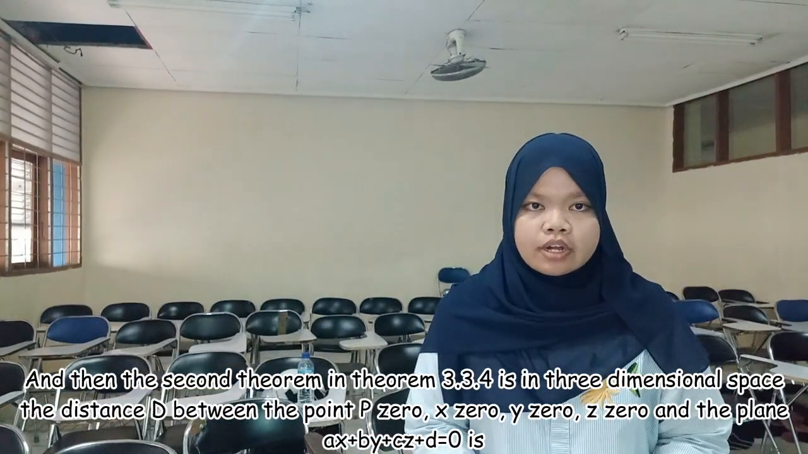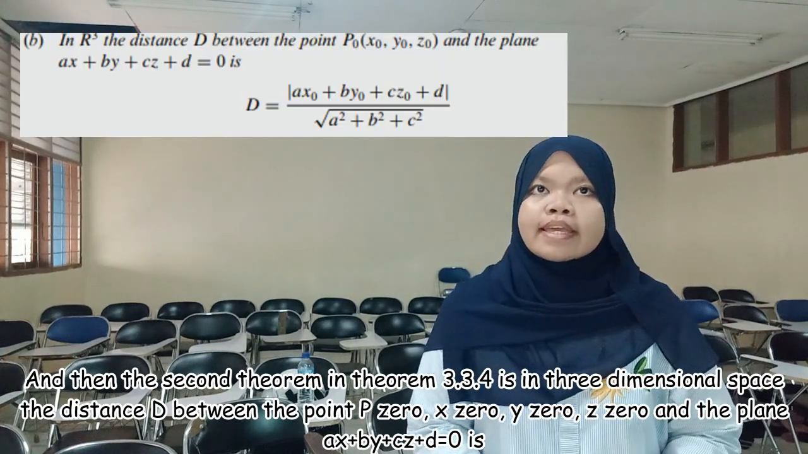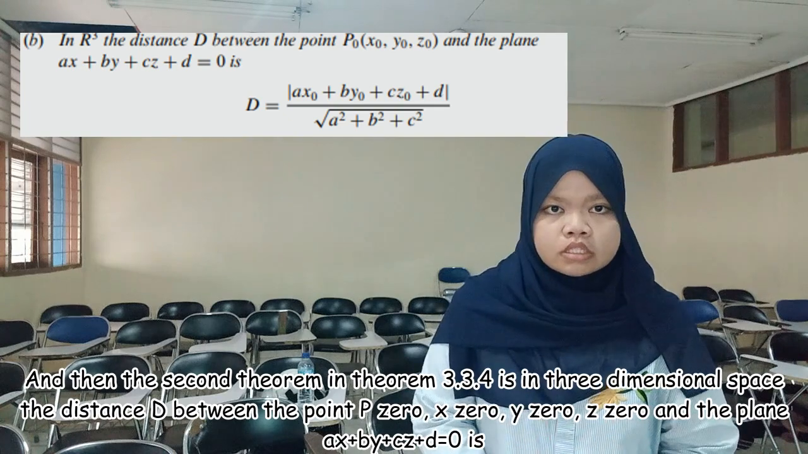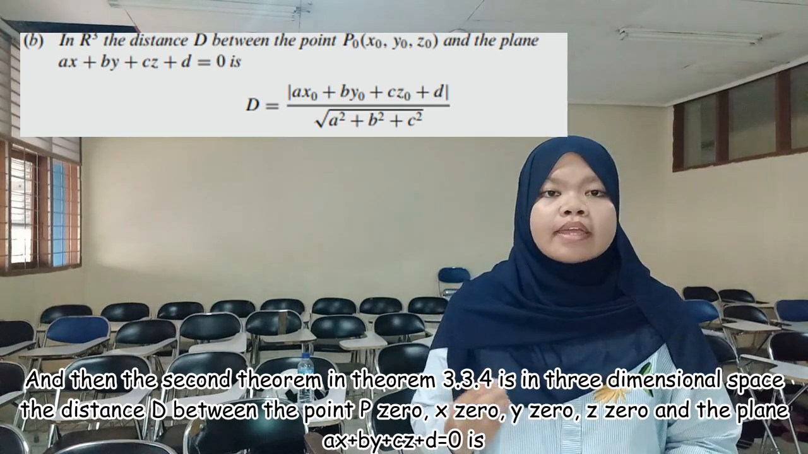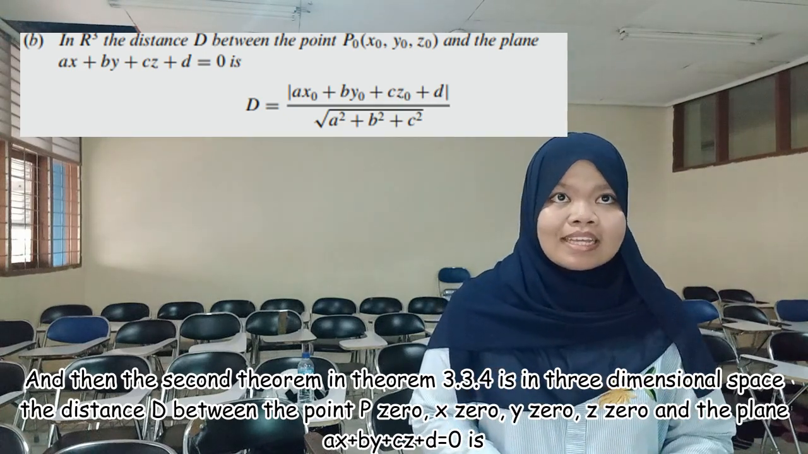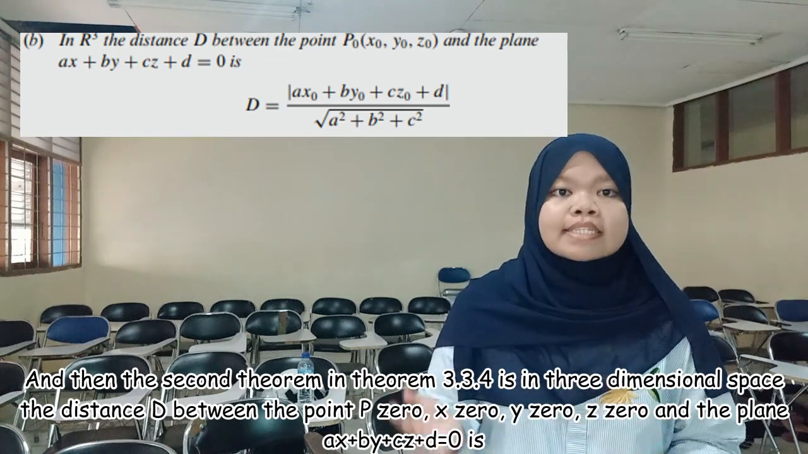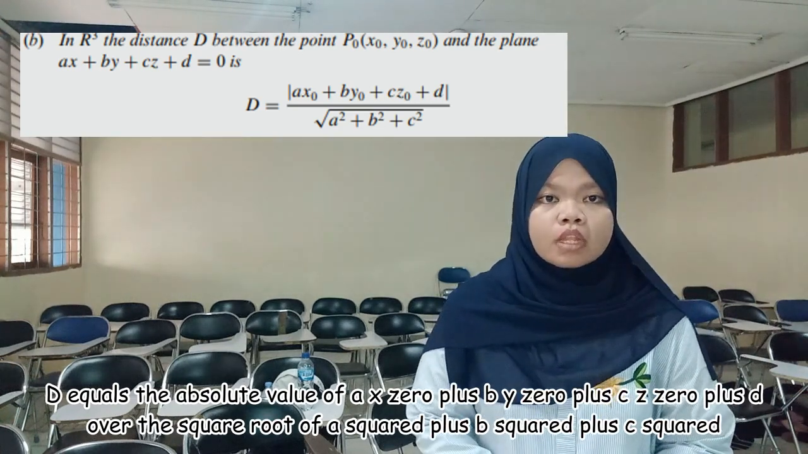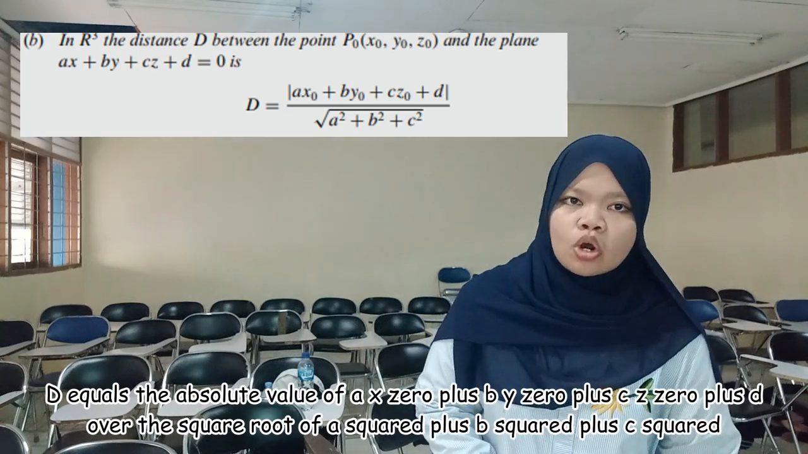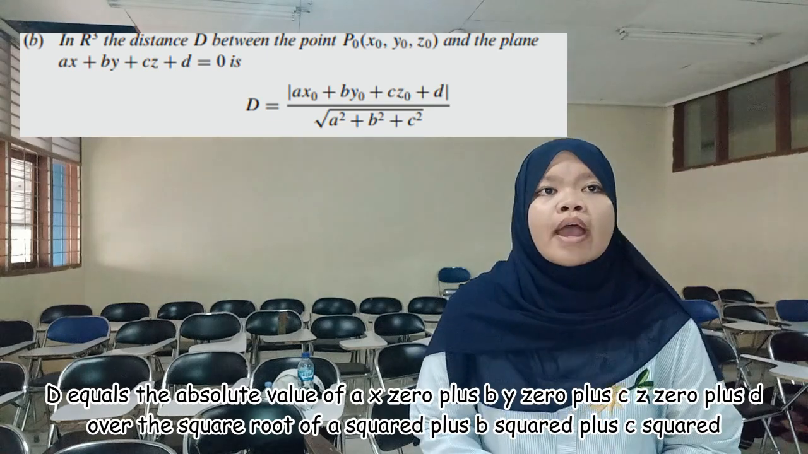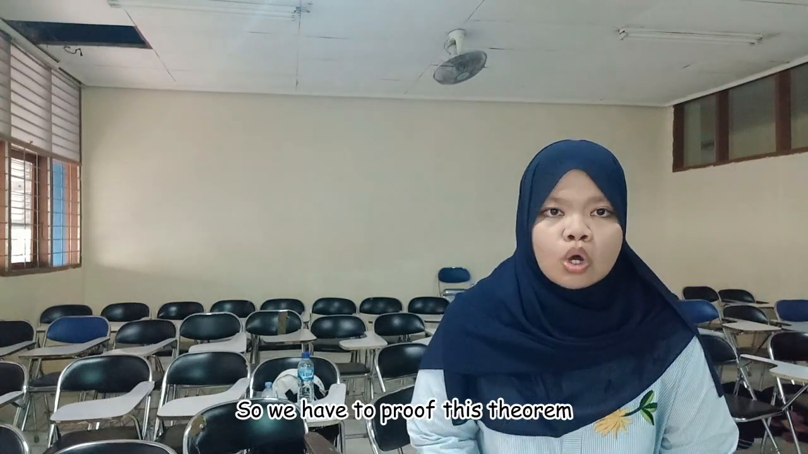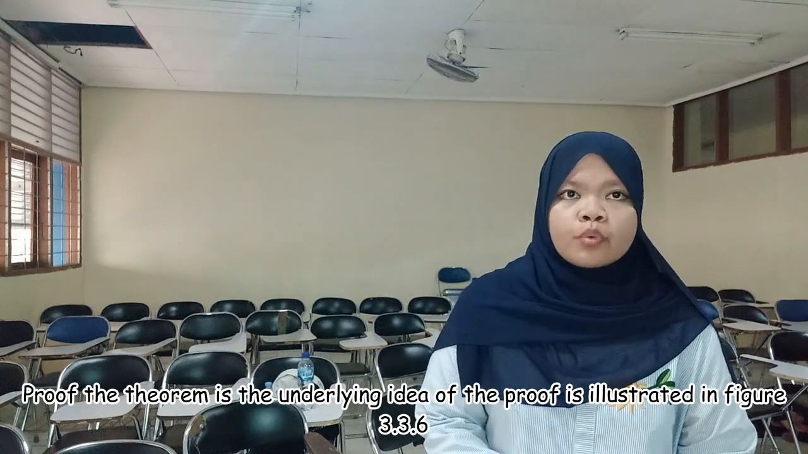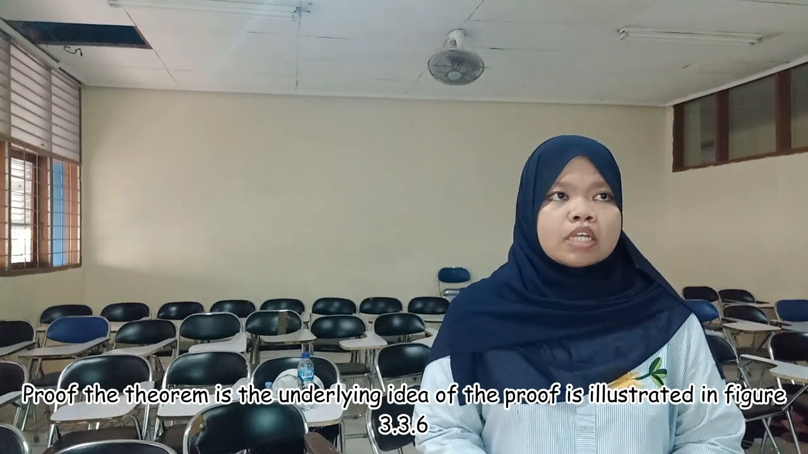And then the second theorem in Theorem 3.3.4 is: in three-dimensional space, the distance d between the point P0(x0, y0, z0) and the plane ax plus by plus cz plus d equals 0 is d equals the absolute value of a times x0 plus b times y0 plus c times z0 plus d over the square root of a squared plus b squared plus c squared. So we have to prove this theorem.